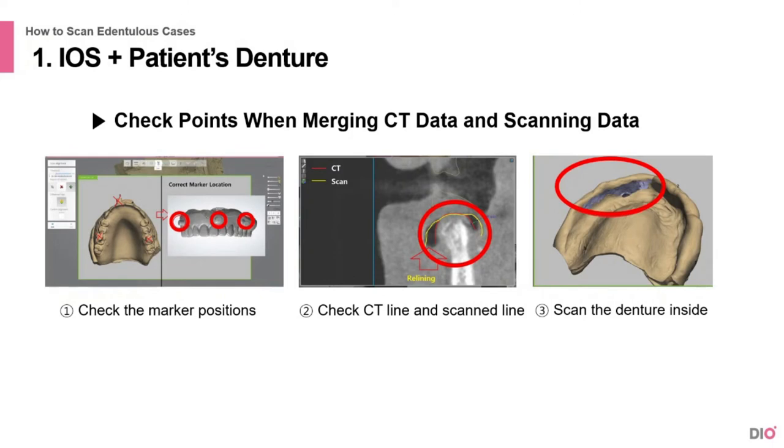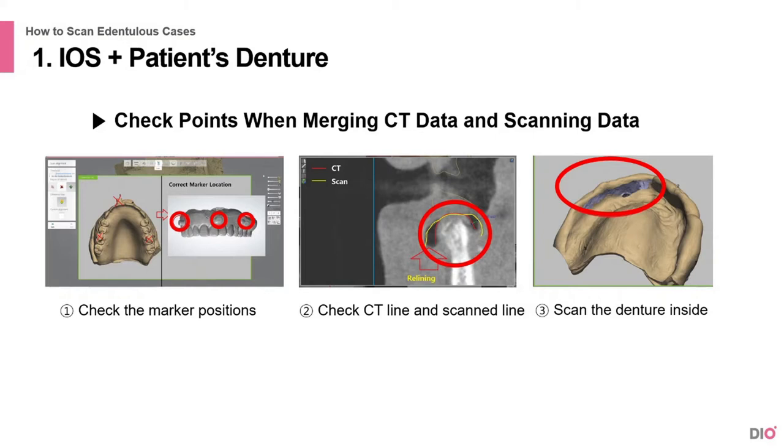Here are the precautions when merging the CT data and the scanning data. First of all, please check the marker position. At this moment, the markers should be in three locations. One, on the interior tooth section, and the other two on the molar areas on both sides. And the marker should be attached closely to the border part of the denture.